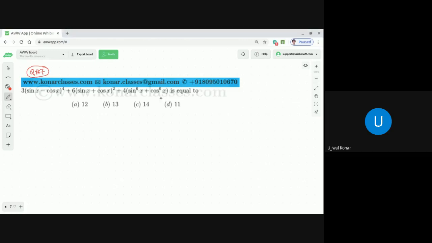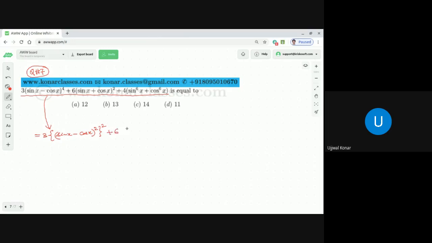Okay, dear students, so how to solve this entire expression, how to simplify this entire expression. We can write this as equal to 3 into sin x minus cos x power 4. If you see, it is sin x minus cos x power 4. So we can write this as sin x minus cos x whole square, power square, correct?